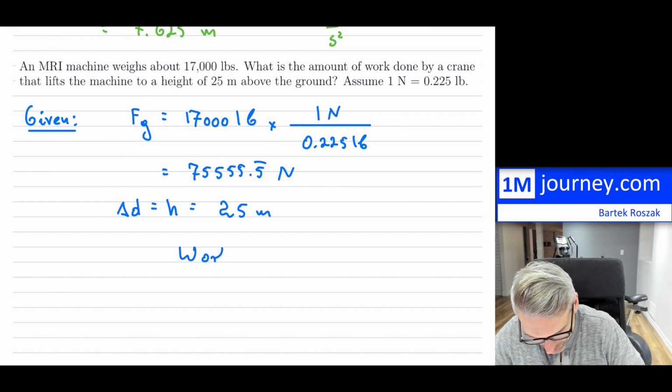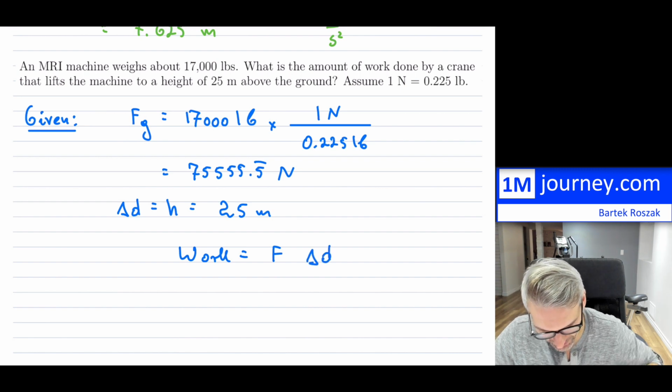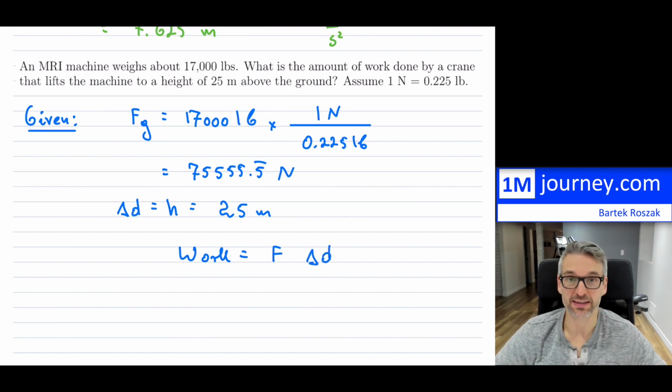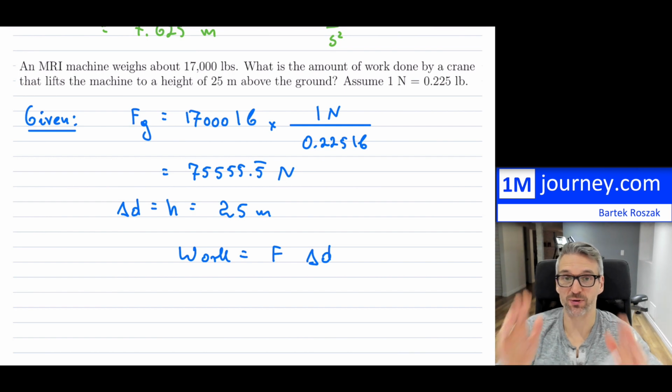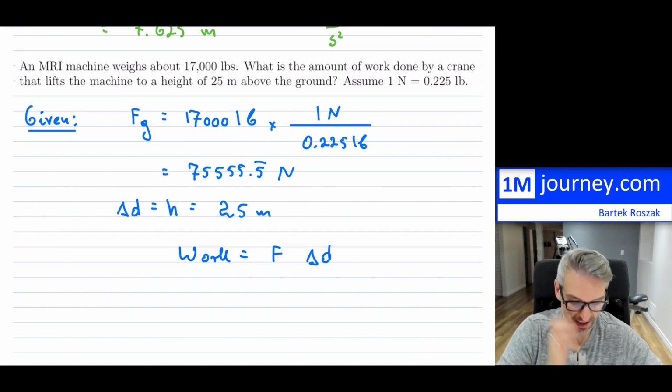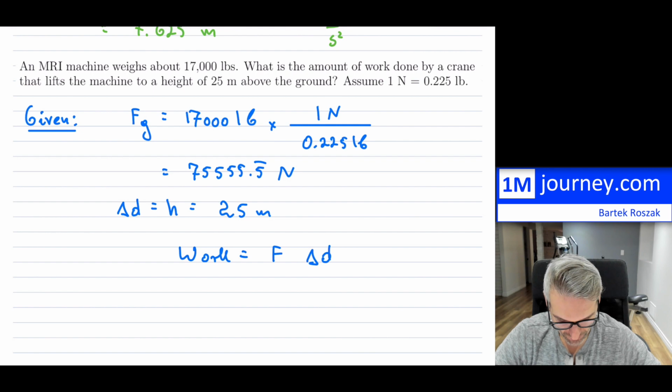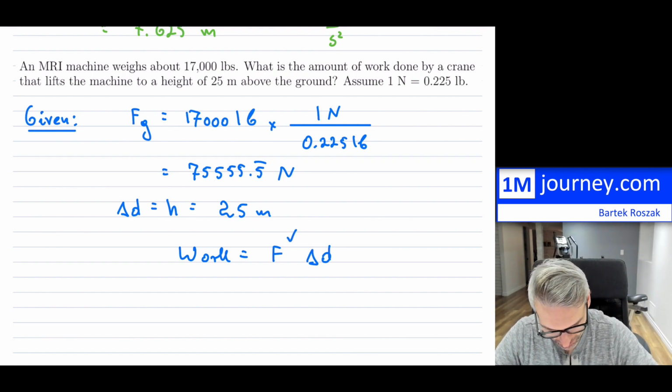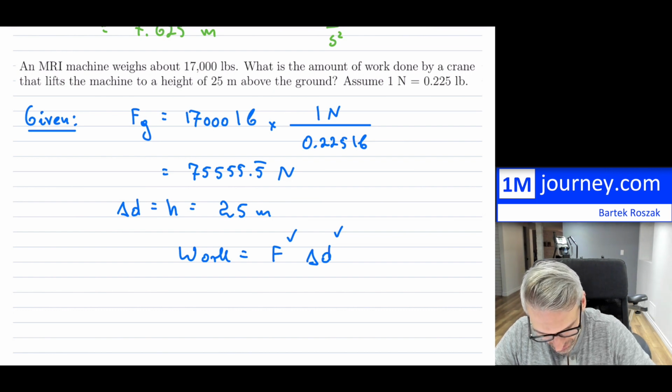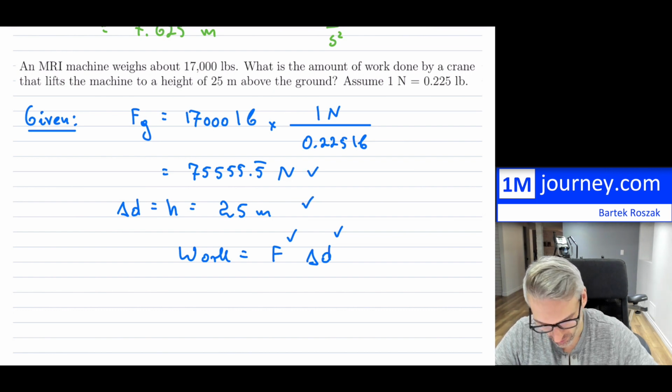So the work is always the force that we need to apply, times the displacement, times the cos of the angle, although now it's all just upwards, so the angle is 0. That means cos of 0 is equal to 1. So this is really just force multiplied by the displacement. So that will be just these two items that we're going to have to worry about to figure out what the answer is.